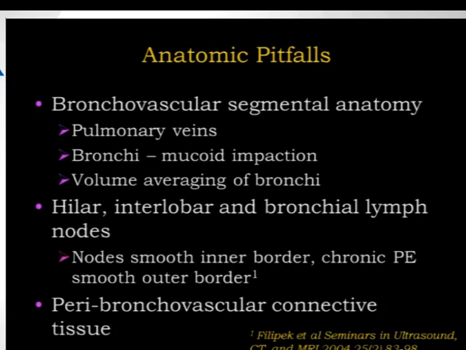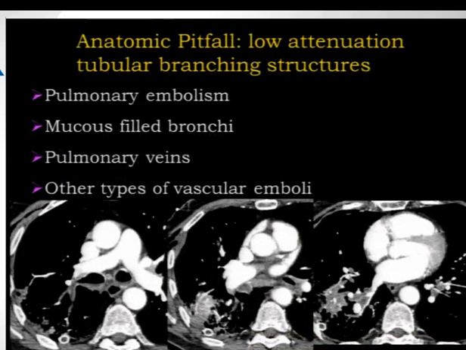Anatomic pitfalls can occur anywhere along the arterial tree, including segmental and central vasculature. Along the segmental artery, it's very important to remember that anything tubular can mimic a filling defect within the pulmonary artery. That will include bronchi and pulmonary veins. Here's an example which is a very obvious one, I think quite easy to pick up, but still can be a pitfall for particularly a resident maybe, or for someone who does not look at these studies very often.